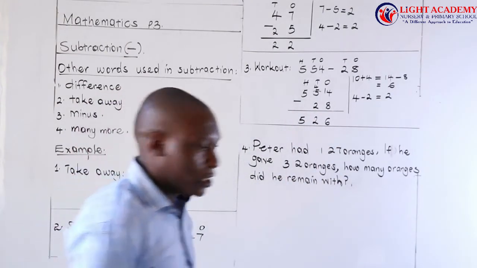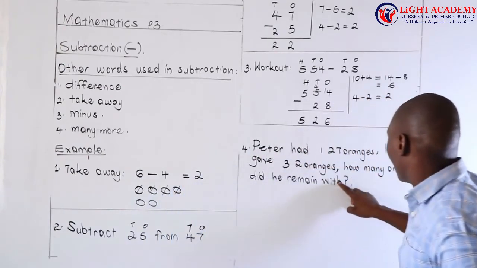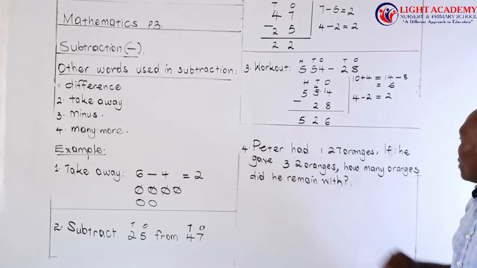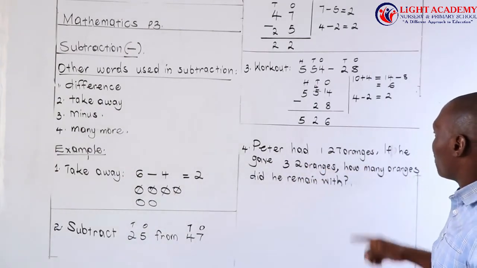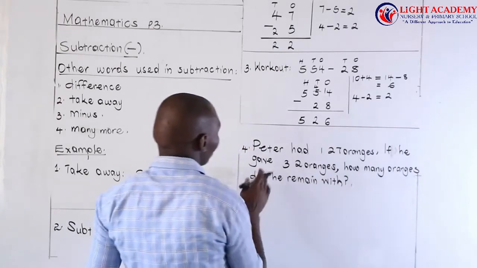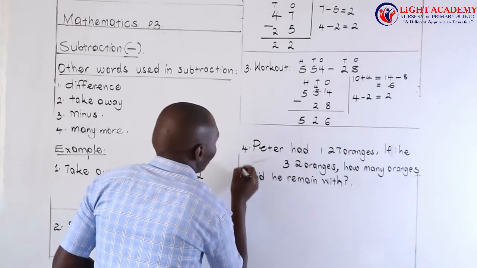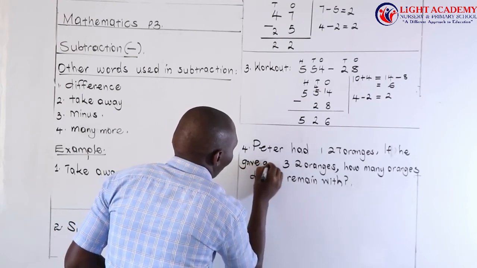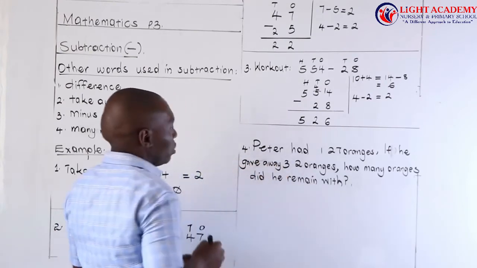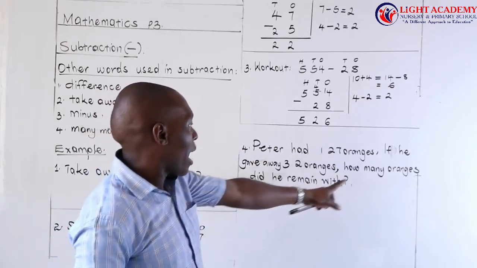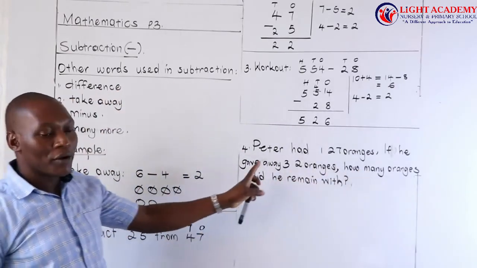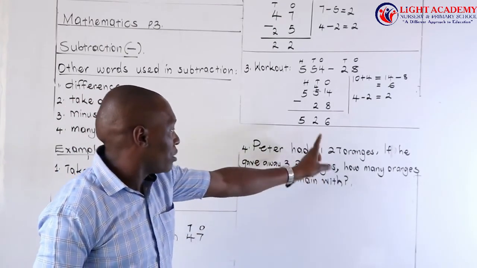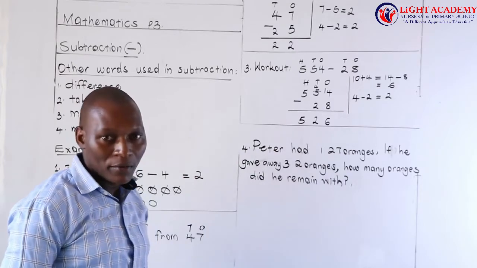So there is a question here, the other question I've just written here. We are saying Peter had 127 oranges. If he gave away 32 oranges, how many oranges did he remain with? So what am I supposed to do in this question? I will first write the oranges that Peter had before, okay?